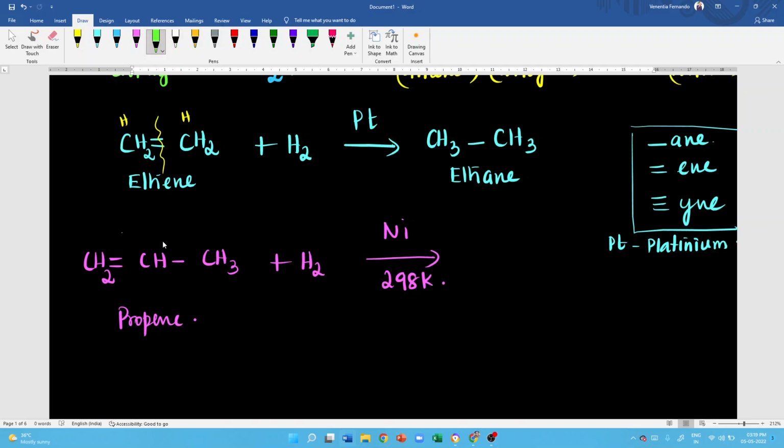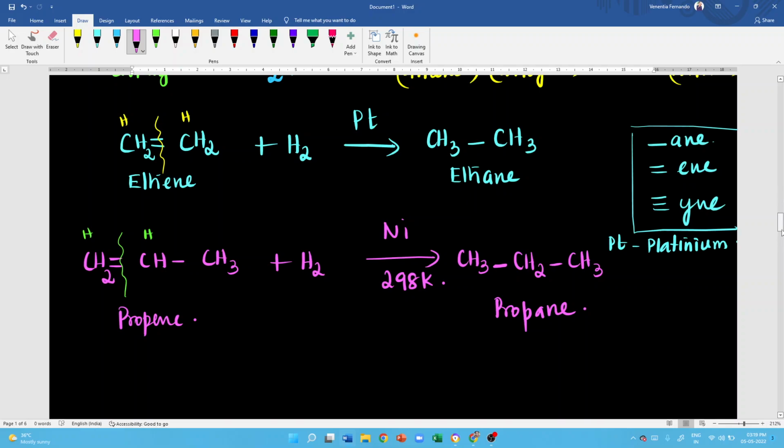Now the bond is cleaved. Hydrogen adds only at the double bond; it won't add at a single bond. So this portion becomes CH3, the double bond becomes a single bond, and this portion becomes CH2 and CH3. The name of this compound: 3 carbons means prop, and single bond means ane. So the name is propane. Ethane and propane are the examples for alkanes.